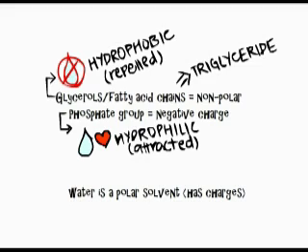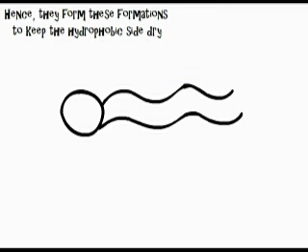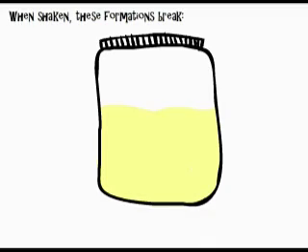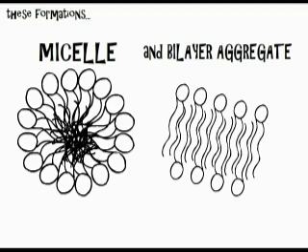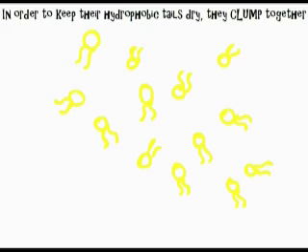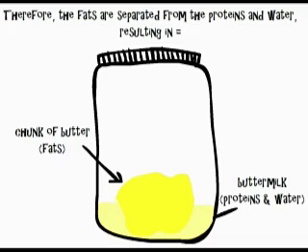Remember that the triglyceride is hydrophobic. This means that they do not mix well with water and are easily separated. A phospholipid, on the other hand, has a hydrophilic head and a hydrophobic tail. To keep their tails away from water, they create the following formations: the micelle and the bilayer aggregate. The phospholipids and triglycerides will clump together, separating the fats from the proteins and water, hence creating butter.